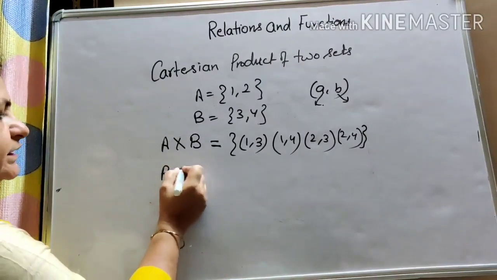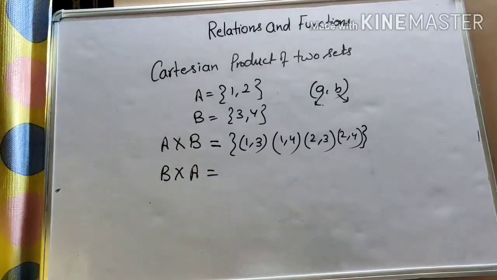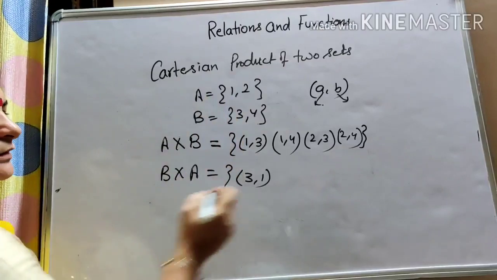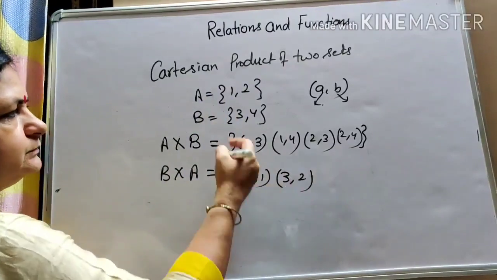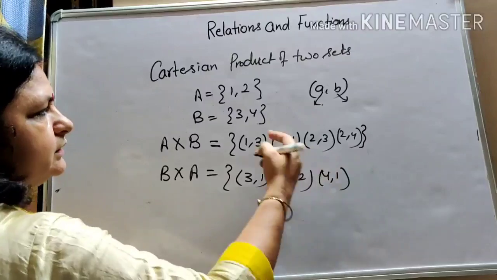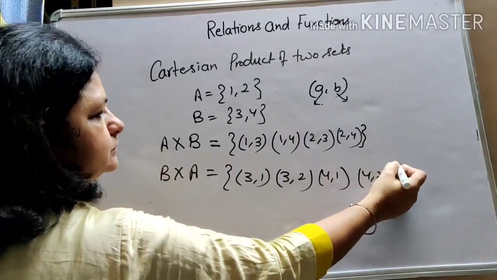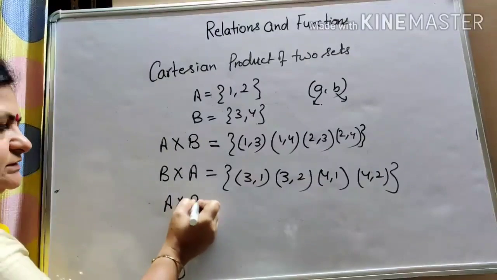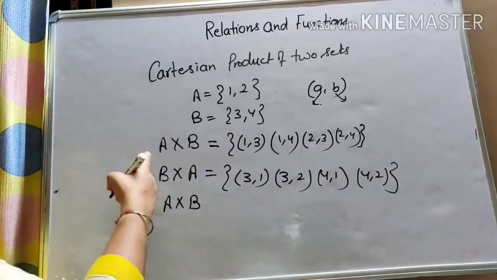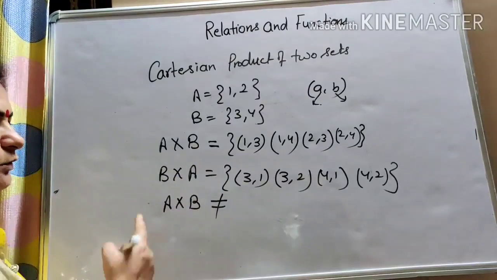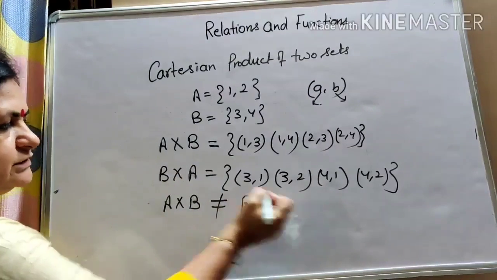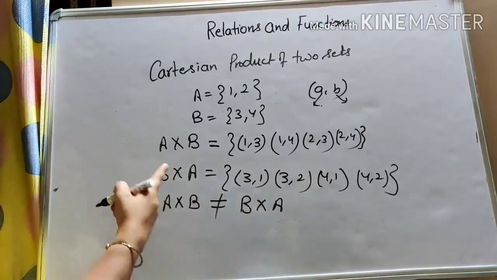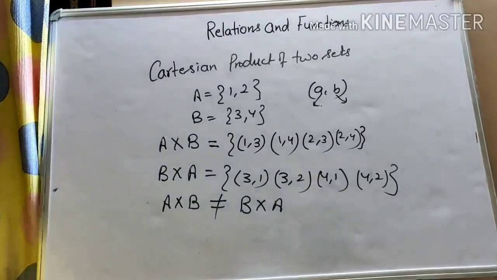Now what is the Cartesian product of B and A? We can write it as (3, 1), (3, 2), (4, 1), (4, 2). So here we can observe that the Cartesian product of A and B is not equal to the Cartesian product of B and A. These are equal only if A is equal to B.